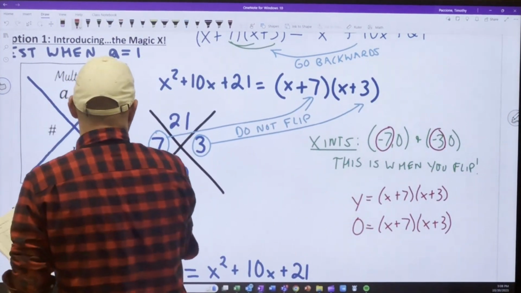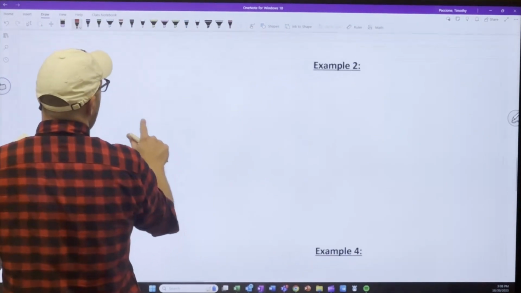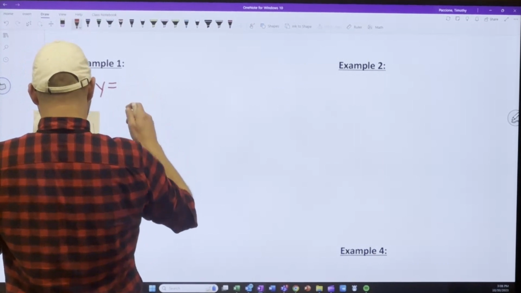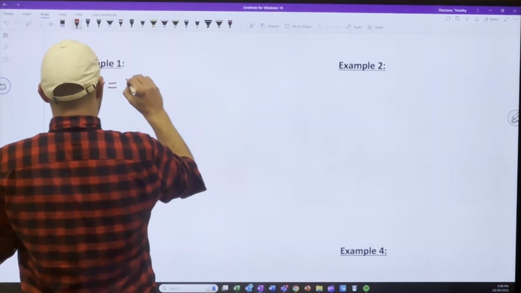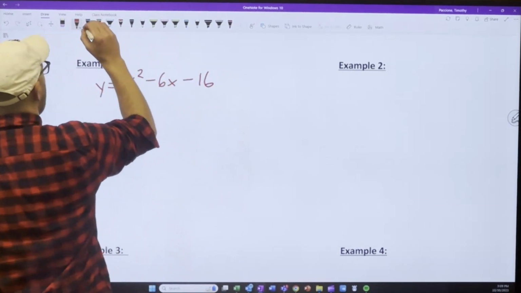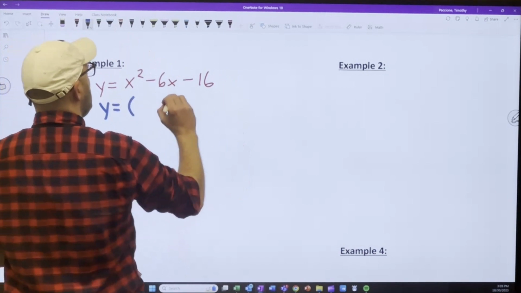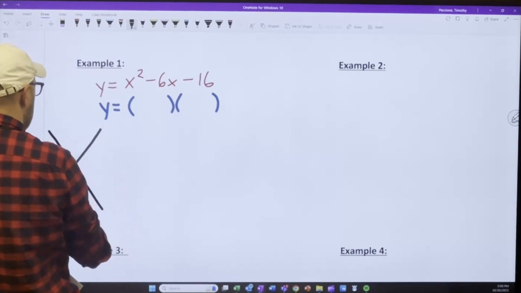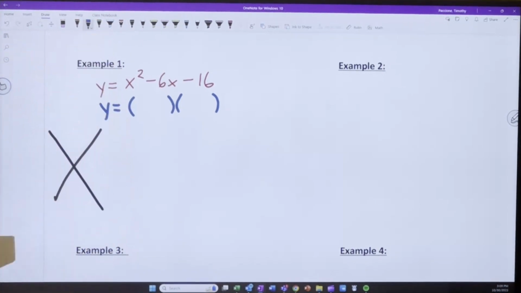Okay, let's give you some examples to work on. And we're only going with an A of 1 today, so it won't be too bad. You can use your Magic X every time. Okay, so let's say you have y equals x squared minus 6x minus 16, and you're trying to convert it to intercept form. So you're trying to give me this parentheses situation, right? So you need to make a Magic X, and you put your C on the top, your B on the bottom, and then you solve the puzzle, I should say. Okay, so give that a shot, and then we will come back together and do a couple more examples, and then I will show you one other thing.